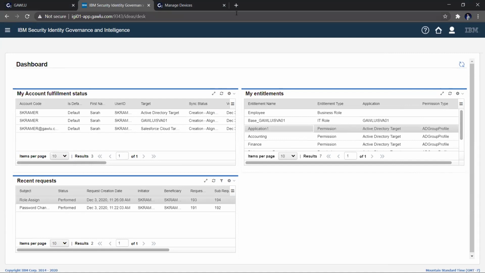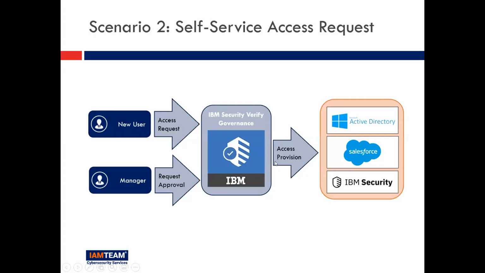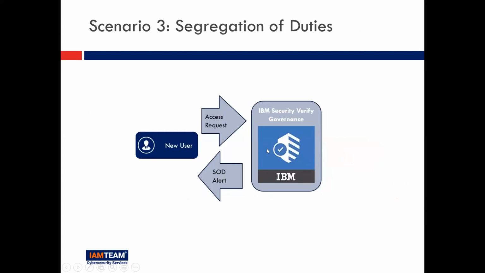Thank you, Jed. With that, let's head over to our next scenario, which is segregation of duties. There are times when certain access combinations are deemed toxic as they are against security policies. An example would be being able to create purchase orders and at the same time being able to approve and issue vendor payments. Now, through Verify Governance, we can detect these toxic combinations and flag them immediately so that we can stop them even before we provision the accesses. So in this scenario, we see how the new user will try to request a permission, but since it violates SOD, an alert would be generated and the provisioning would be halted, stopped.